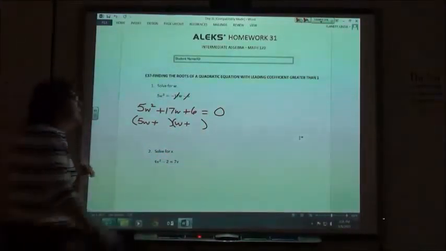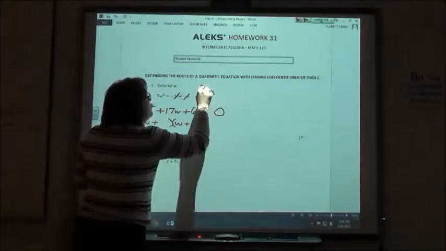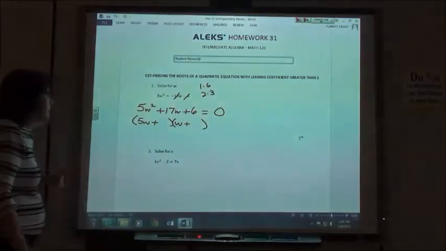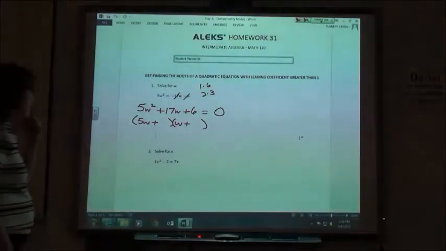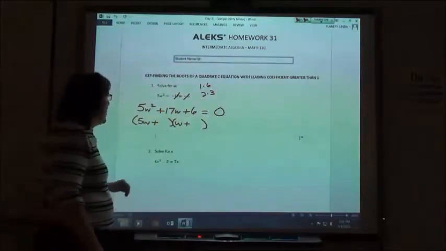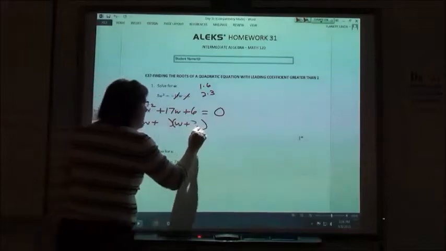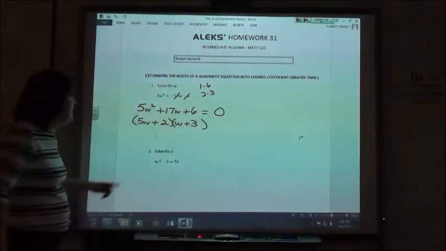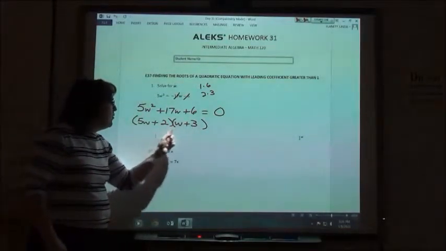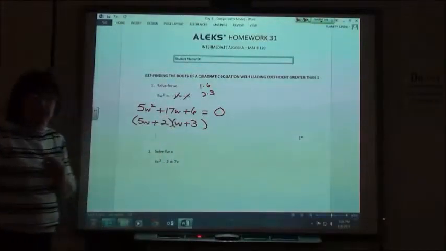Factors of 6. Most likely it's 2 times 3. It might be 1 times 6. I want 17 in the middle. So I'm going to use the 2 and the 3. 5 times 3 would be 15. 15 plus 2 is 17. So 15w plus 2w is the 17w in the middle.